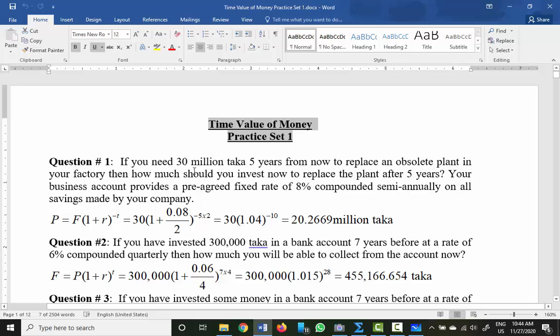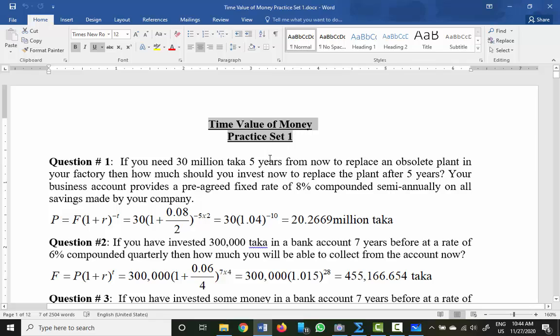Right. So today we will solve some ordinary annuity problems, and then we will move forward to solve some annuity due problems. I will solve some problems from practice set 1, Time value of money practice set 1. I have already given this one to you.